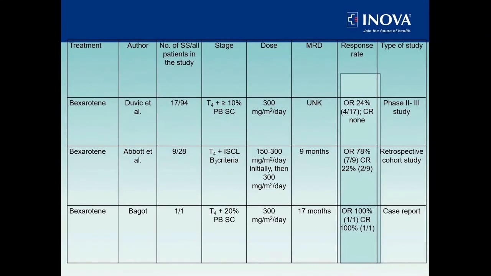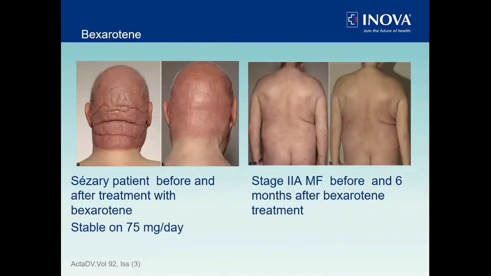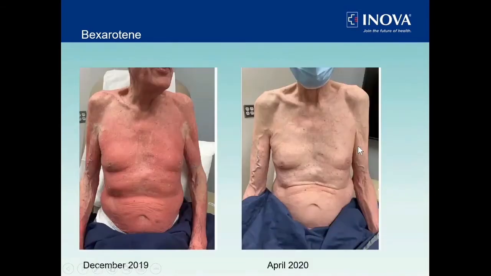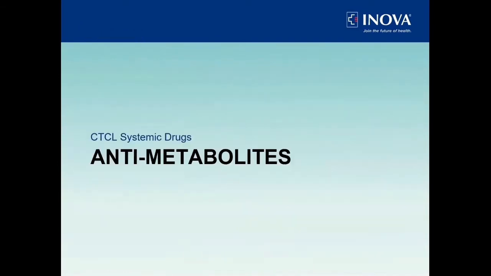Here is a look at 3 studies just looking at kind of how many patients responded to bexarotene, and you can see that there's a wide range of, we call it overall response rates that are reported here, ranging from 24% up to 100%. Here's an example of 2 patients with very good responses to oral bexarotene, a Sézary patient here on the left, who was then stable on a maintenance dose of just 1 pill per day, and then a stage 2A patient after only 6 months of bexarotene. This is a patient of mine who had florid Sézary, and you can see that in less than 4 full months, he had a dramatic response to just a loading dose of single agent bexarotene.